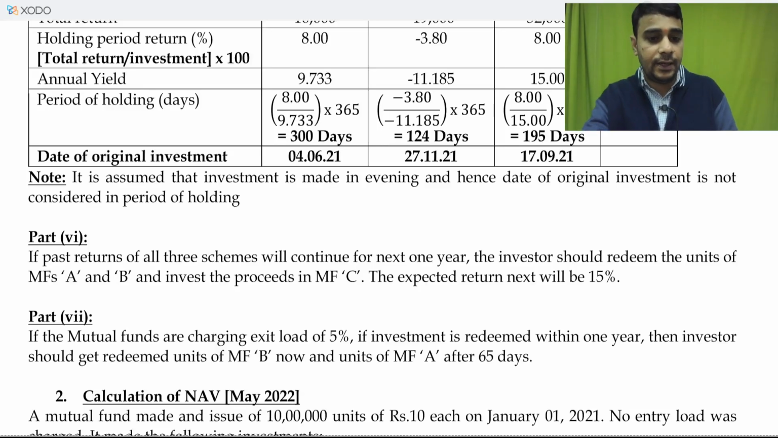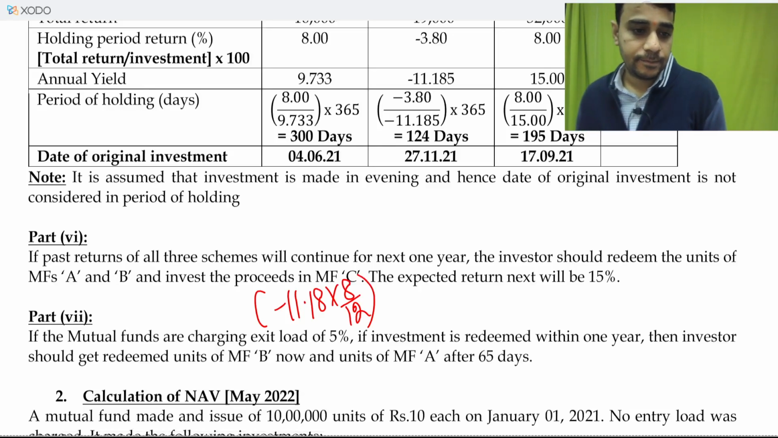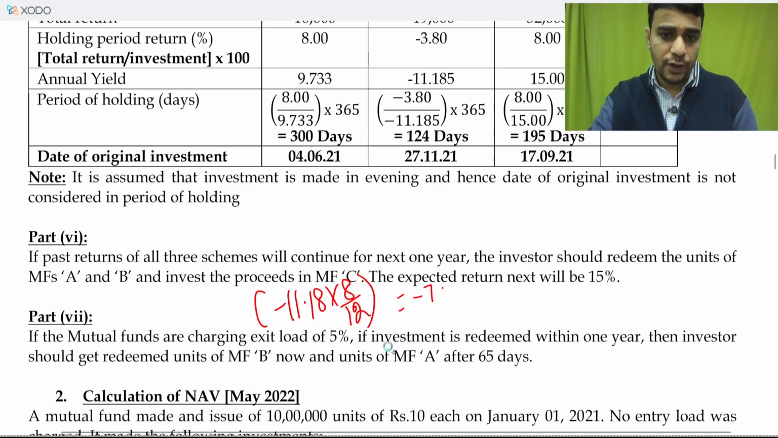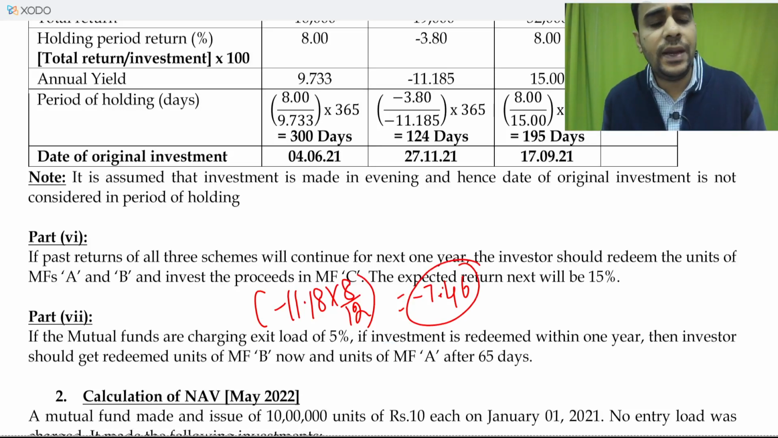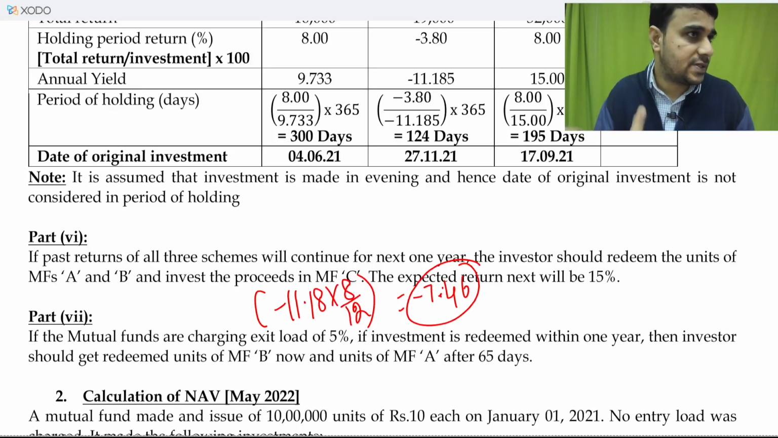If you have the printed material with you, write here negative 11.18% into 8 by 12. That was negative 7.46%. This was more than the exit load. The loss is more than the exit load. Assume the exit load is 10%. I may still hold this fund. If the exit load is 10%, I may still hold this. It's okay to lose 7% rather than losing 10%.